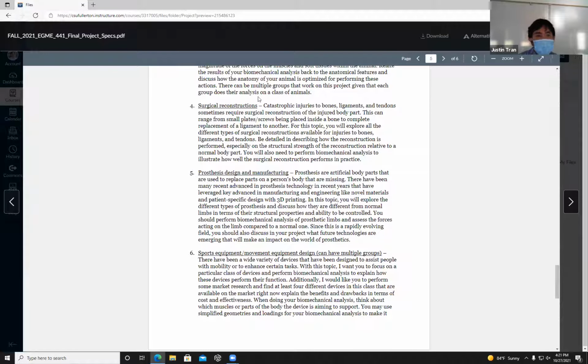Okay. Number four is surgical reconstructions. In this topic, I want you to look at the science behind what happens when someone has a catastrophic injury to their bones, ligaments, or tendons. Let's say that you completely rupture a tendon, or you rupture a ligament.